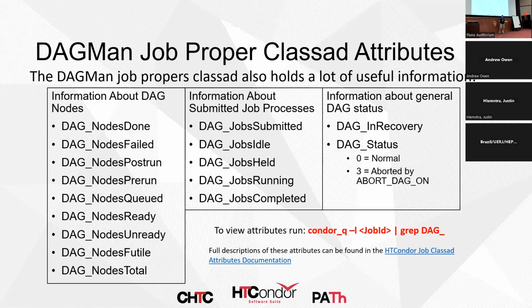But all of these attributes you can easily find by running condor_q. Sadly, it's with the -l option and grepping for it. It might be nice if we add a specific flag to get this information, but that's a future thing.